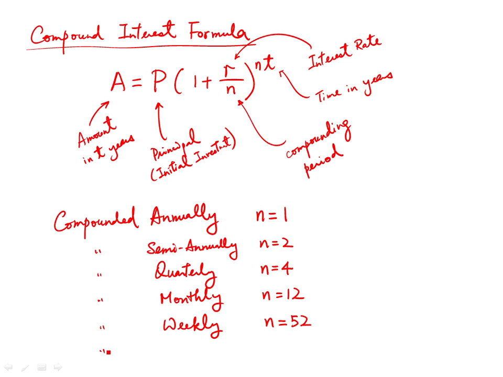How about daily? How many days do we have? 365, in a regular situation, right? Not in leap years. All right, so now it's important to know how to figure out what would be the N. It depends on how they're telling you, is it compound annually, semi-annually, or quarterly.